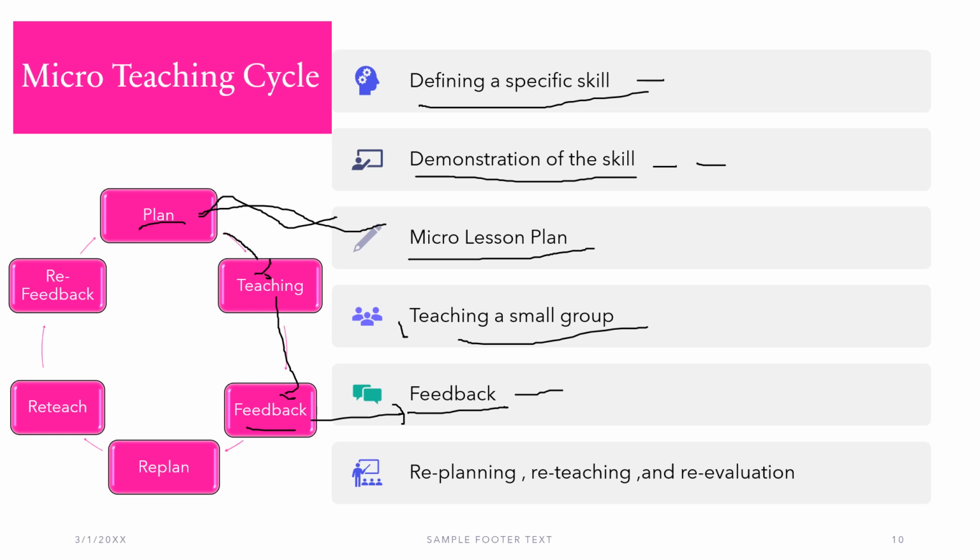After that feedback, the teacher trainee again replans that content, and then again reteaches, and again re-feedback is given by the supervisor or teacher trainer. In this way, as you can see, the cycle of replanning, reteaching and re-evaluation goes on till the teacher trainee develops a certain level of teaching skill. So the micro teaching cycle goes on till then. This is the concept of the micro teaching cycle.